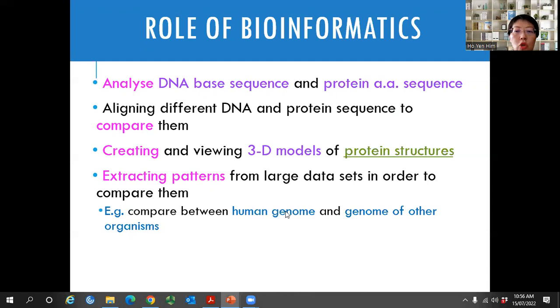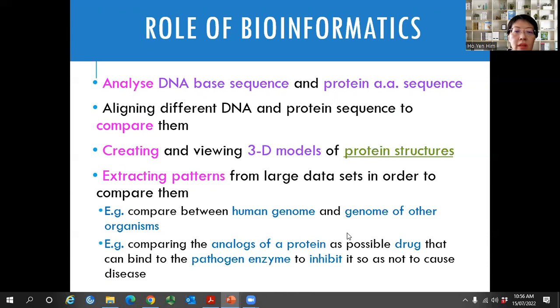So compare between human genome and genome of other organisms. If you want to see genetic relatedness between human and other organisms, we can compare. Comparing the analogs, this one I mentioned just now. Compare analogs of protein as possible drug that can bind to pathogen enzyme to inhibit it so that it will not cause disease. So this one I've just mentioned just now.